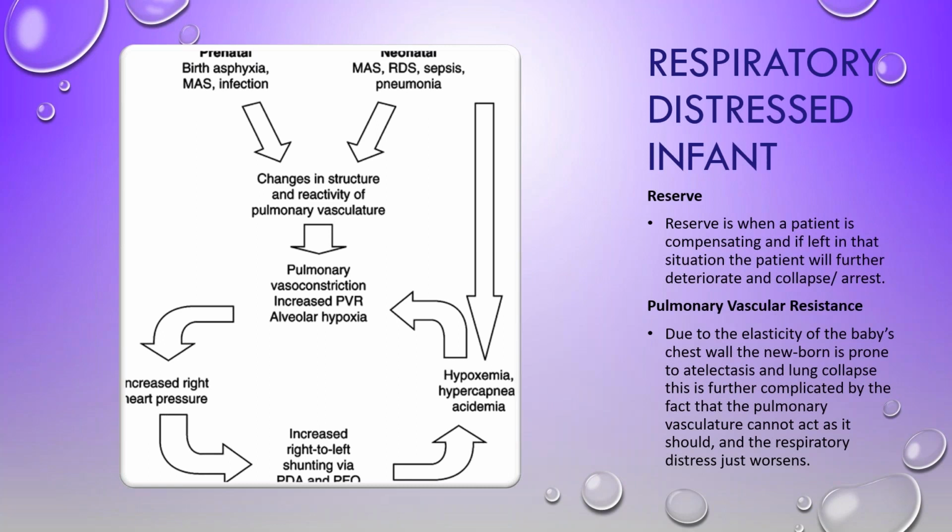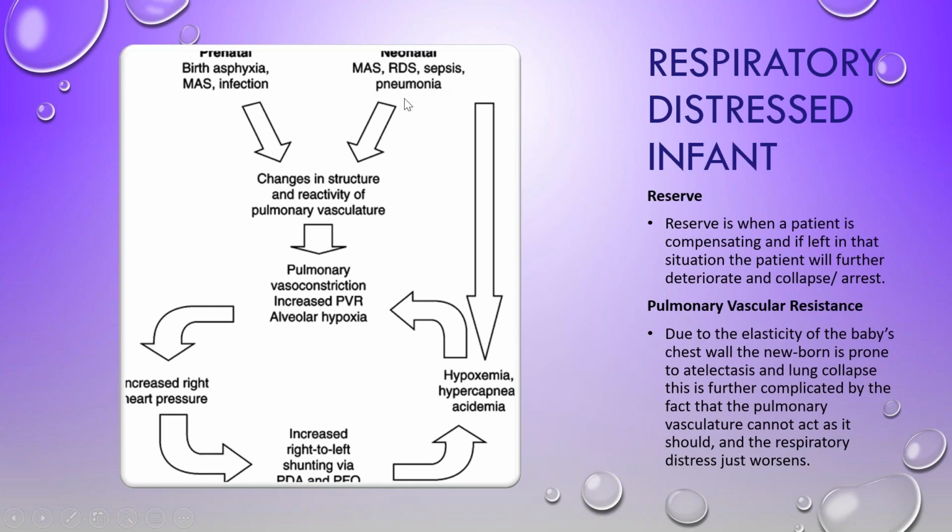Pulmonary vascular resistance: due to the elasticity of the baby's chest wall, the newborn baby is prone to atelectasis and lung collapse. And this is further complicated by the pulmonary vasculature not acting as it should, and the respiratory system becomes worse. So if we look here, prenatally, birth asphyxia, meconium aspiration or infections will give changes in the structure of the pulmonary vasculature. The pulmonary constriction increases. There's an increased right heart pressure, and a right to left shunt happens.